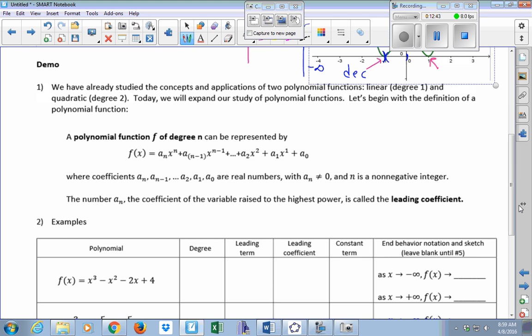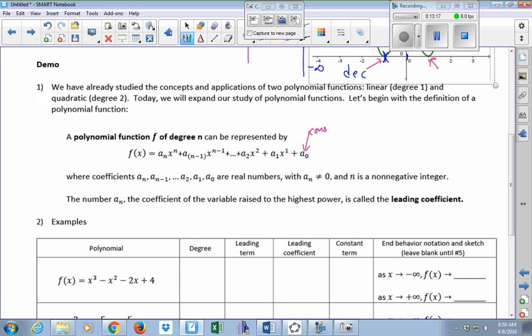So now we want to look at polynomials that can be of any degree. And this definition can look a little scary, but we have to have a way of representing any polynomial function. So let's take a look at this. The coefficients are a sub n, a sub n minus 1, and then as we get close to the end, a sub 2, a sub 1, and then a sub 0. This is just going to be a constant. This is your constant term right here.